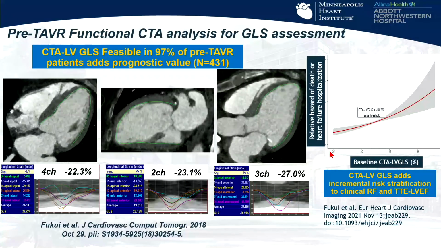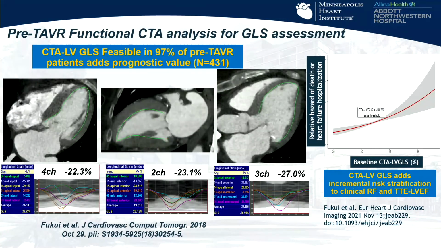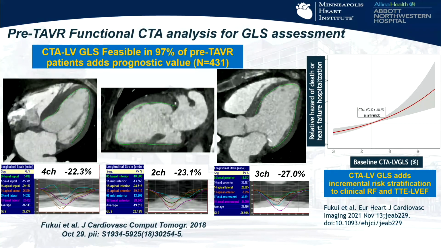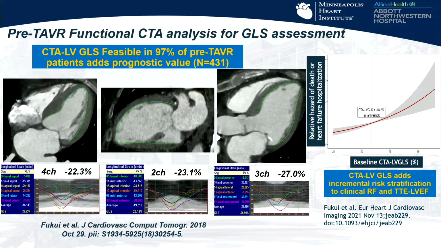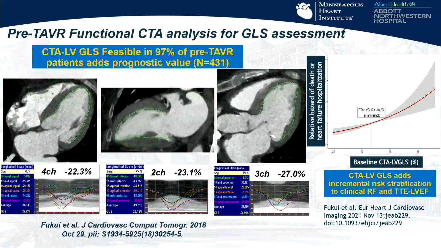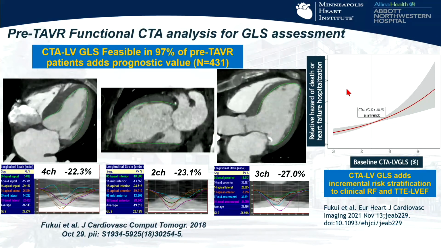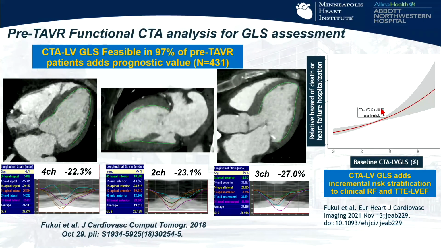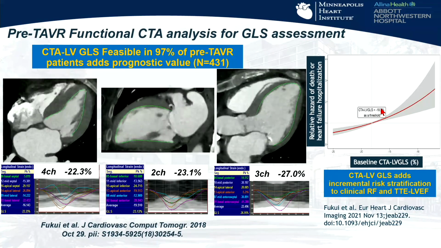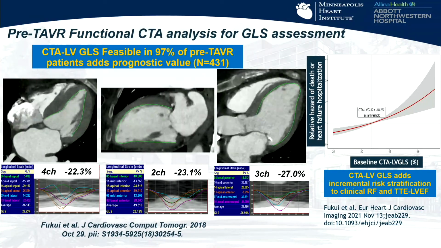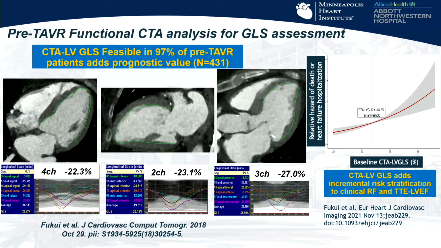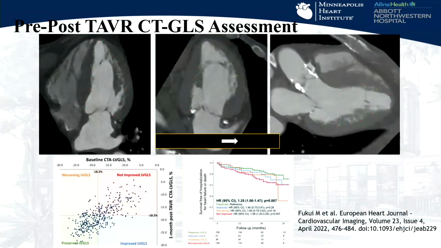We can do now with dual source scanners, and you can see a much better temporal resolution there and a greater visibility, 97%, which obviously is not only about seeing how it tracks in all the chambers, but also it has a prognostic signal with a very similar threshold with echocardiography here, adding incremental risk factors to the clinical risk score as well as ejection fraction. This is work by Miho Fukui, who is here with us in the audience as well.